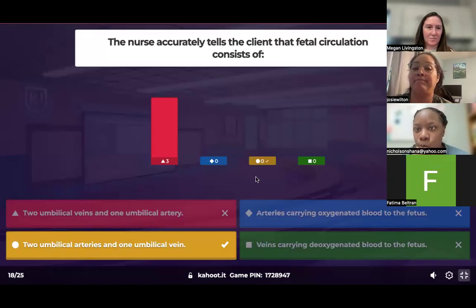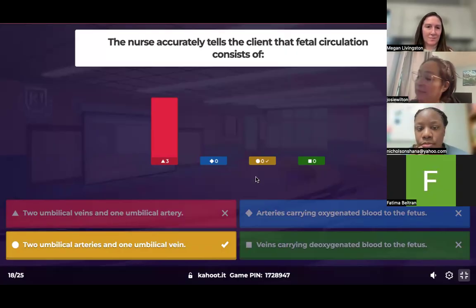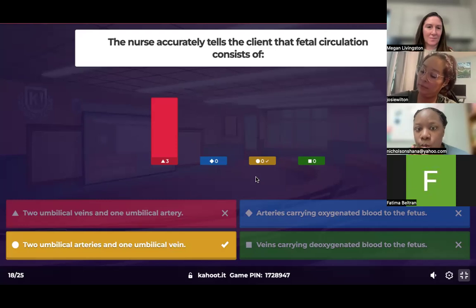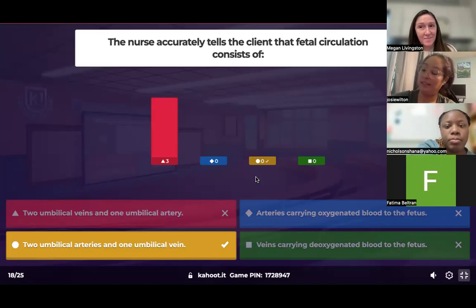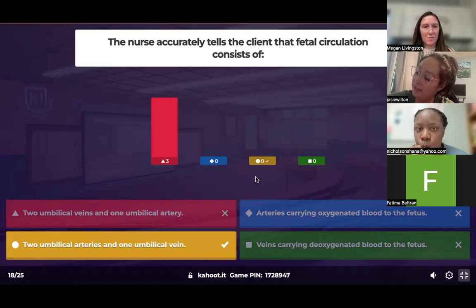Two umbilical arteries and one umbilical vein. So which is the one that carries oxygen from the placenta to the baby? I guess the vein. So your vein is going to carry food and oxygen from the placenta to your baby. And what does that mean the arteries carry? Deoxygenated blood and waste. Yes, deoxygenated blood and waste. Exactly. So we have the two umbilical arteries and one umbilical vein.